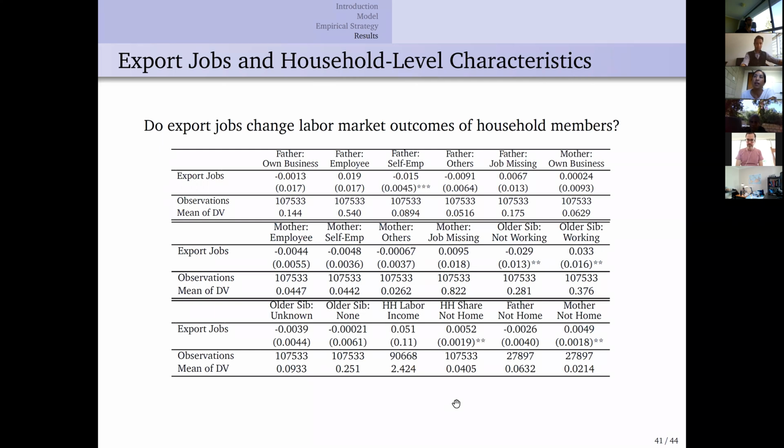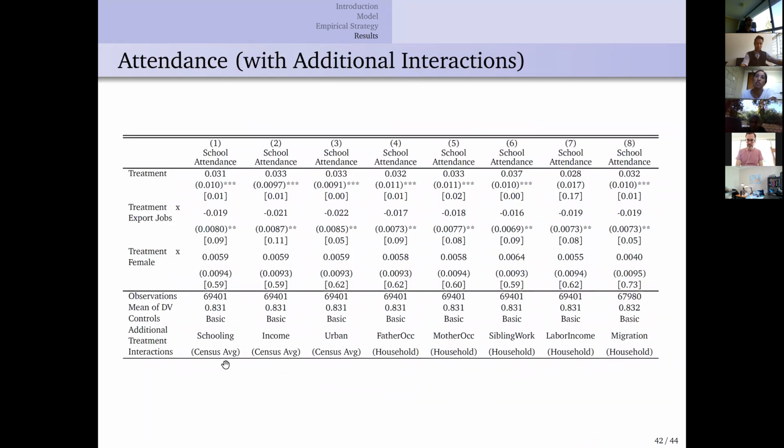So the simple way to do that is to repeat our specifications, except adding interactions between the treatment variable and all of these other things. So here, in the first 3 columns, we're just adding interactions between those census subdelegation level variables that we were talking about. Here we add the dummies for the different father's occupation, and those dummies interacted with treatment. Mother's occupation, same thing, sibling work, labor income, and migration. And you can see that the main interaction effect that we're interested in really doesn't move very much.